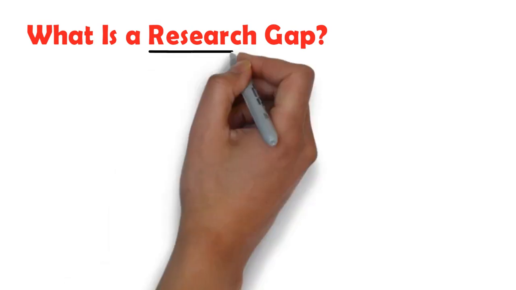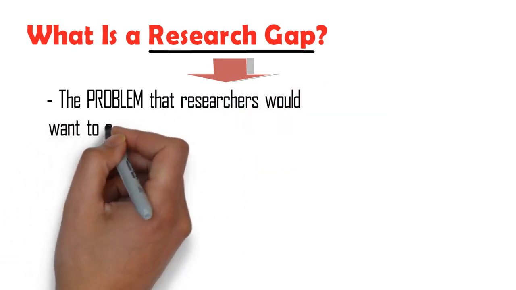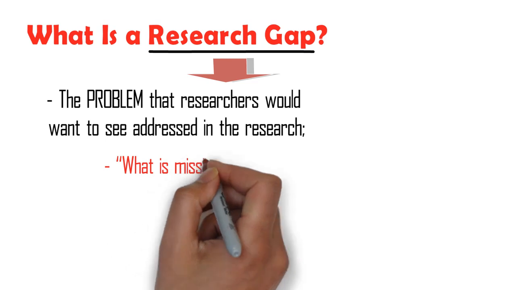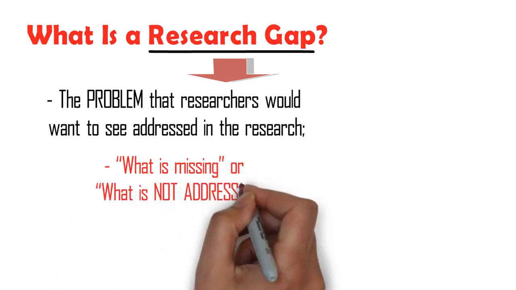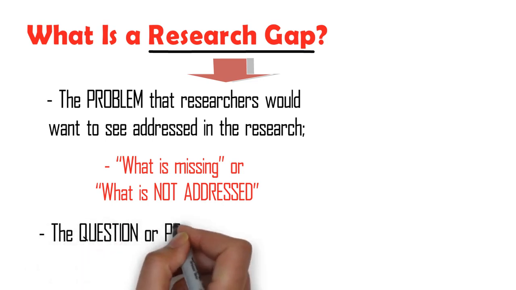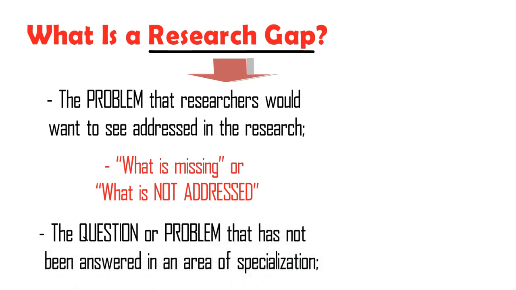Understood more broadly, a research gap is the problem that researchers would want to see addressed in the research. And as the name suggests, it is the gap that researchers fill with their proposed research project. Hence, a research gap is what is missing, or what is not addressed in the current state of knowledge. Put simply, a research gap is the question or problem that has not been answered in your area of specialization.